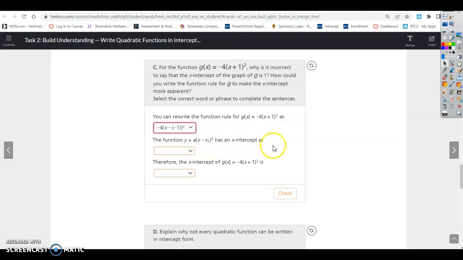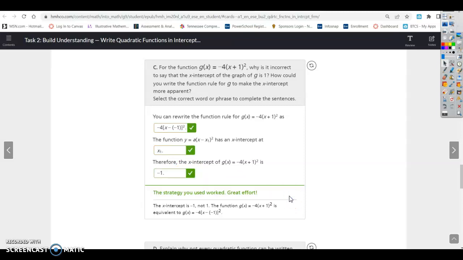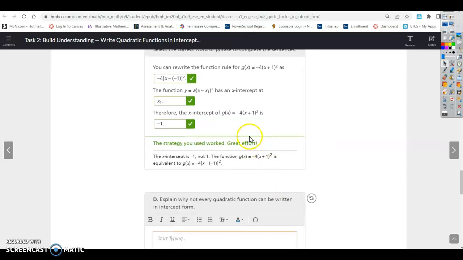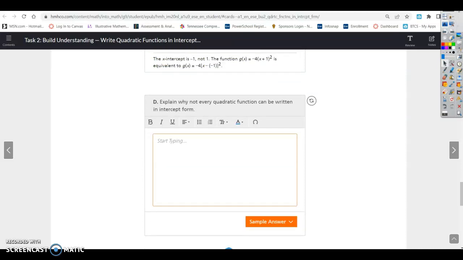The function has x-intercept at your x1, and therefore the x is -1. All right, so it's going to be opposite your factor, or opposite whatever's in here, just like opposite h. So it's going to be -1. So anytime you have factored form, remember if you have factored form like x plus 1 equals 0, to find x you have to subtract 1. That's how you get the -1 there.